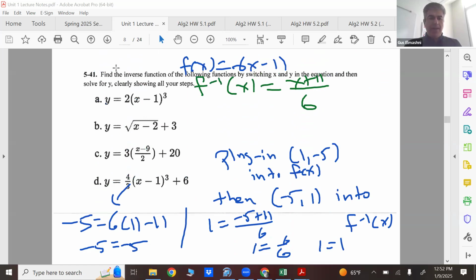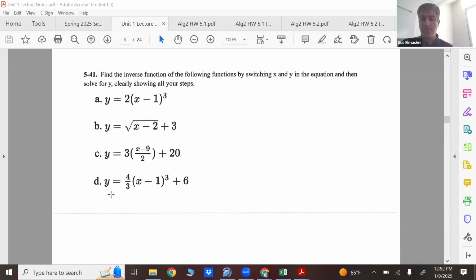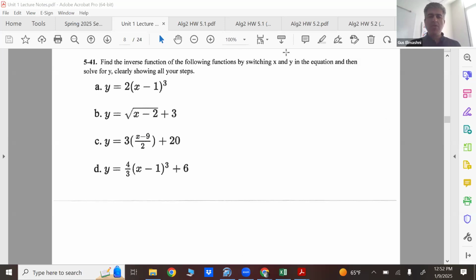All right, so let's look at 541. I'm going to do part A. In your table groups, have you guys do B, C, D. You can actually divide and conquer because every group has at least 3 people. So after I do part A, maybe have someone do B, someone do C, someone do D, and then kind of check each other's work. I'll put up all the answers anyway. But let me show you how part A is done. So again, switch x and y and then solve for y. So let's do it right now.